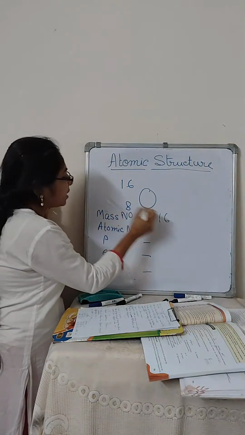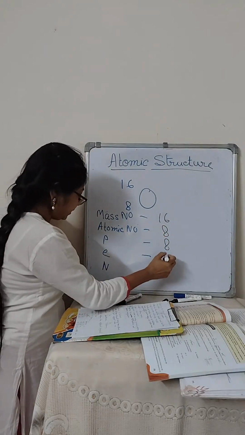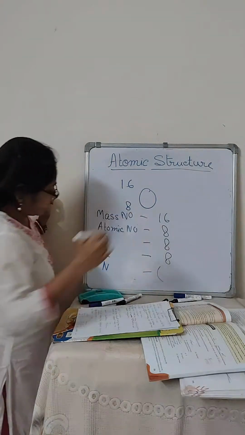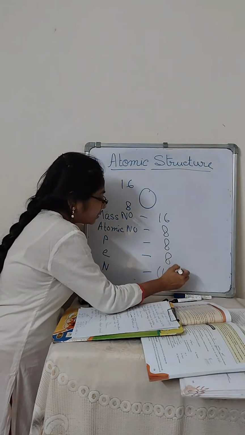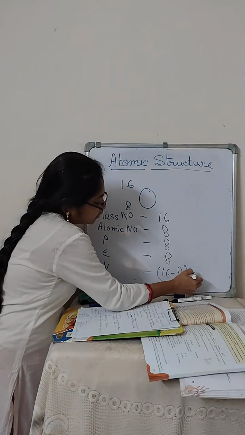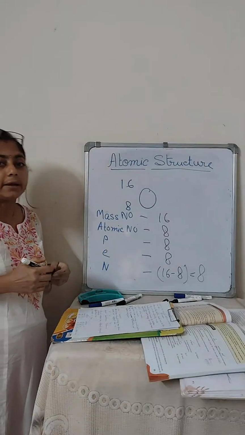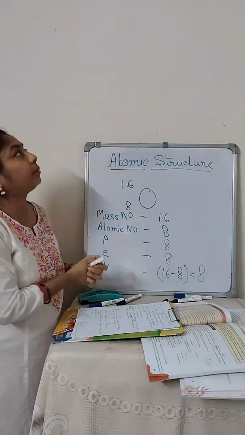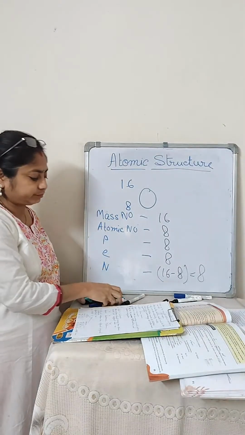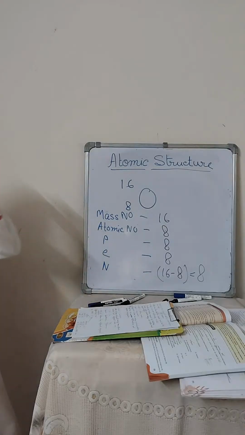Mass number 16, atomic number 8, proton 8, electron 8, and neutron means mass number minus atomic number, which means it's also 8. It is also 8. Clear? Who can't do, please copy from the board.